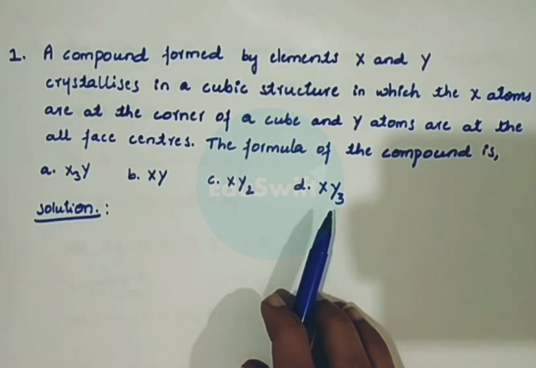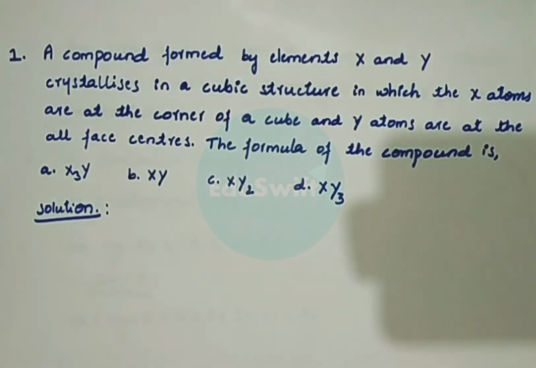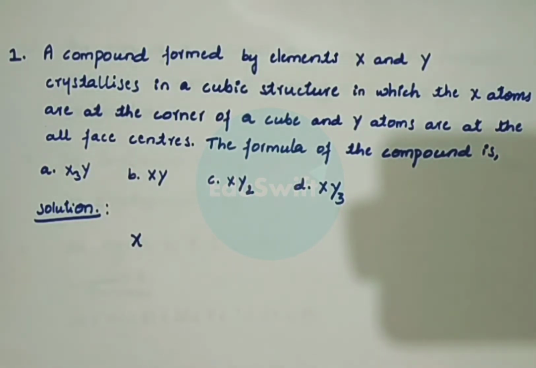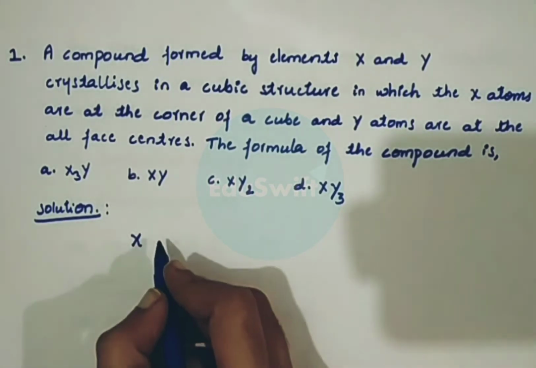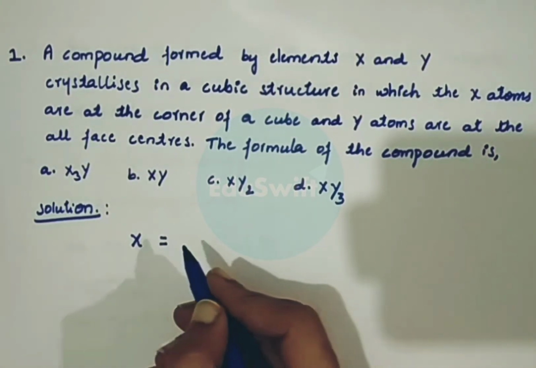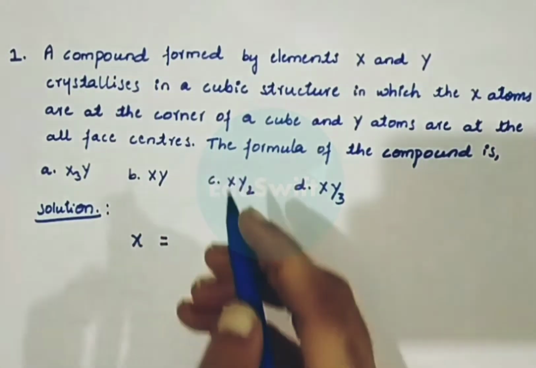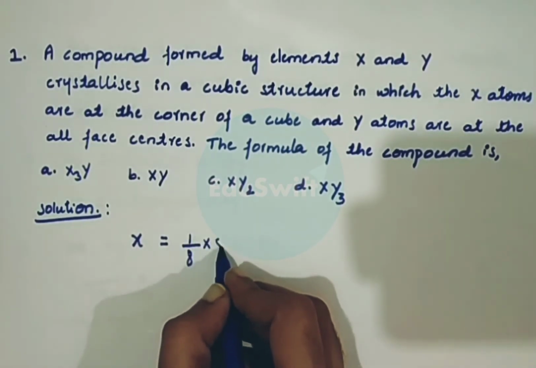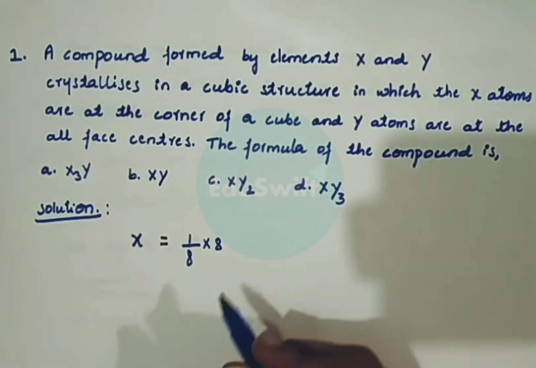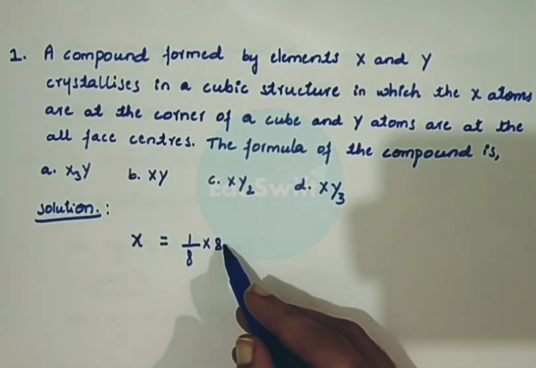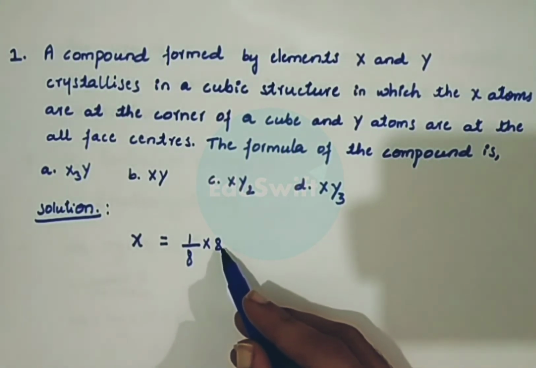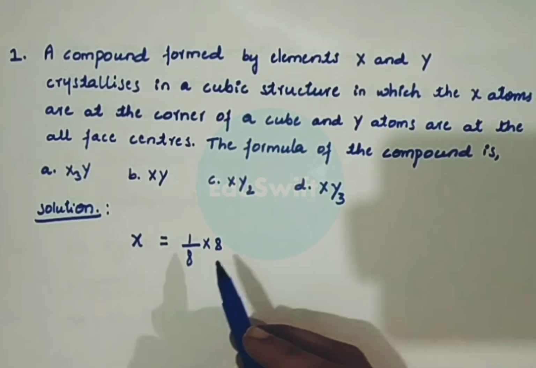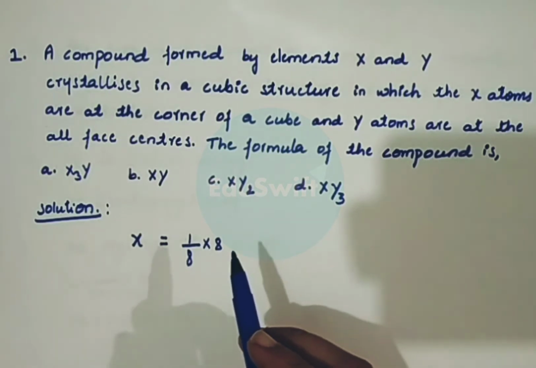So it is given that X atoms are at the corners of a cube. So the contribution of X is 1 by 8 into 8, because here each atom is equally shared by 8 other unit cells. 8 corners are there, so it is 1 by 8 into 8, which equals 1. Contribution of X is 1. Next, we will see the contribution of Y.